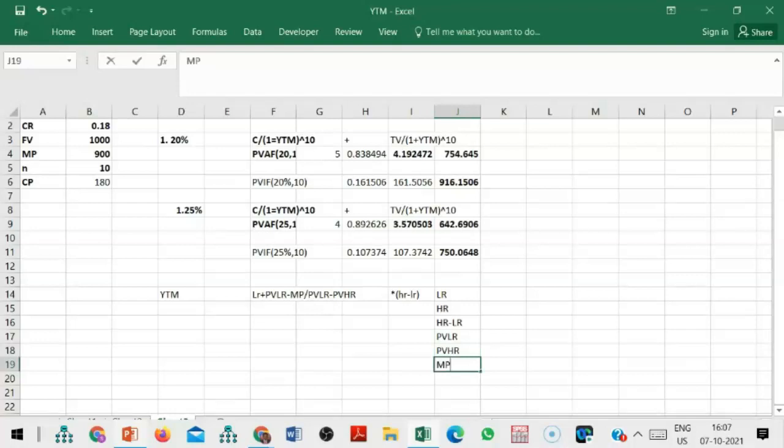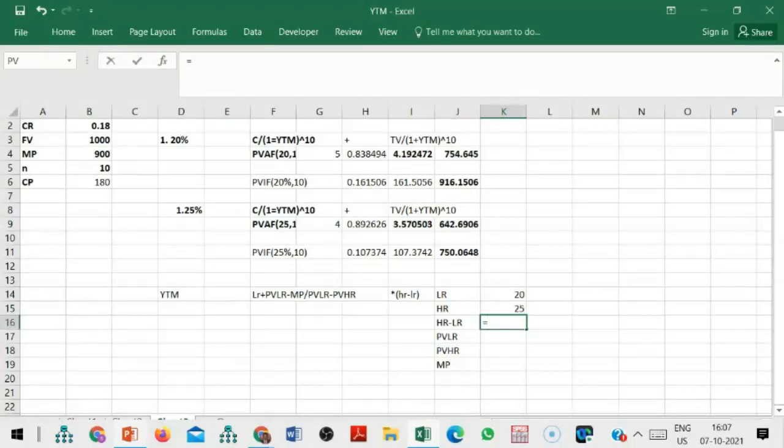And what is the market price? So these are the variables needed to attempt this particular problem. Here you can take the lower rate as 20% and the higher rate as 25% for this problem. So based on that, you know that.